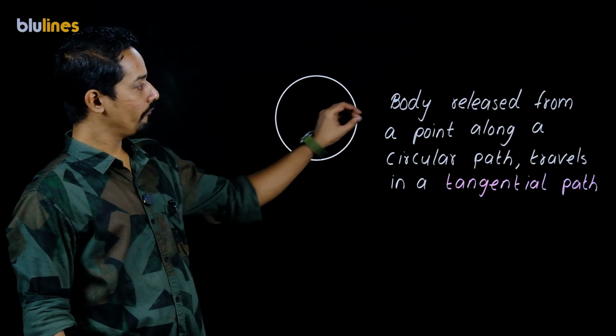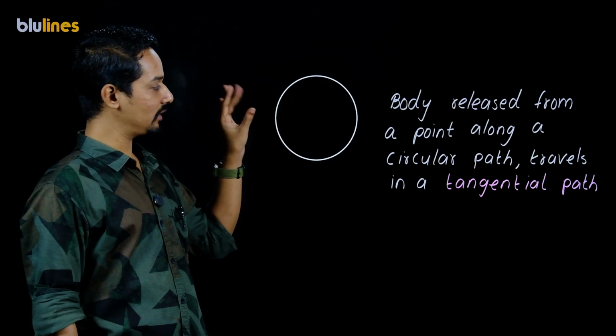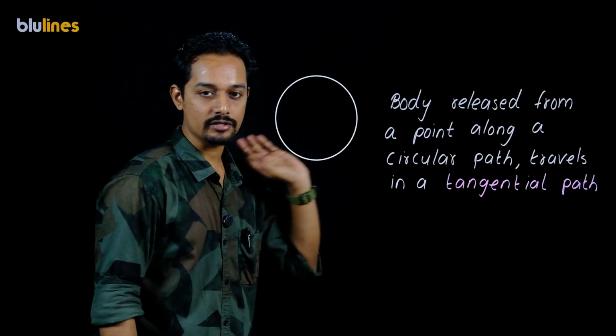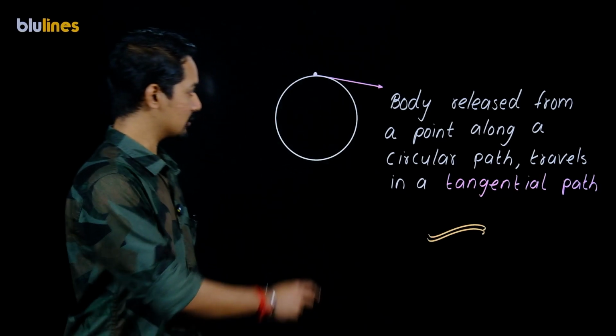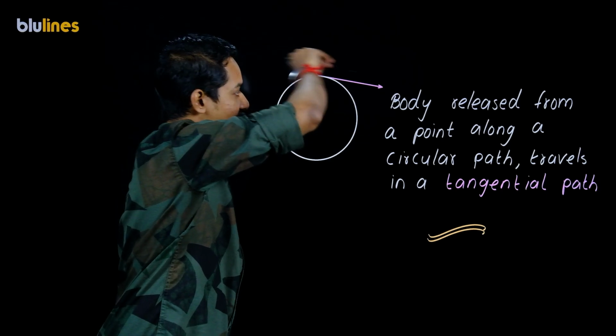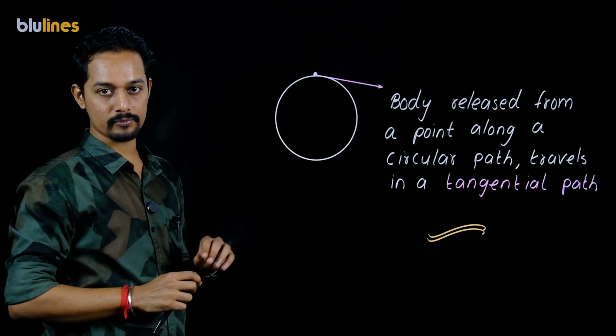Now, let's say that the body is moving in a circular path and suddenly it is released. We know that if it is suddenly released, the body has to travel in a tangential path, and that will be like this. Let's say that the body is released from this point, it moves tangentially. So in this unique straight line direction, the body goes. So this is a property of uniform circular motion.